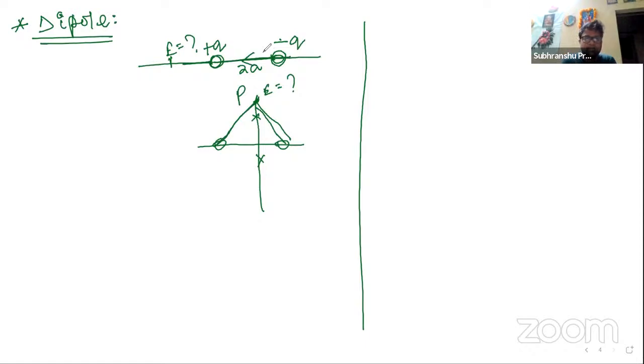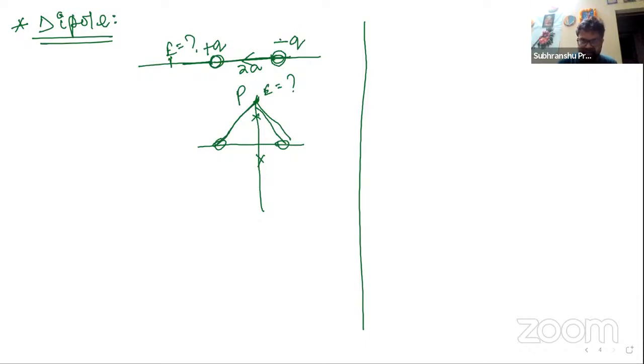Okay, Tanisha. So we will find the electric field due to a dipole on the axis and on the equator. Are you clear, all of you? So what are we finding out? We'll find out the electric field. So how is it different from the previous case?